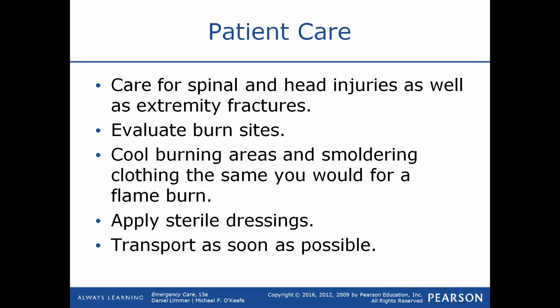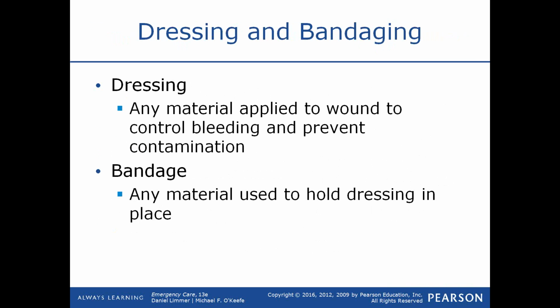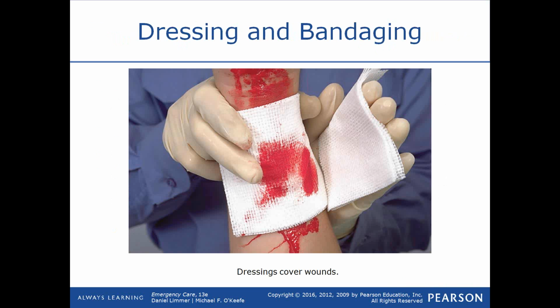Now, when it talks about applying a sterile dressing, there's a variety of different things that you can put on as well. Our preference is to wrap Saran wrap around smaller burns of the extremities. Saran wrap is clear, so you can see the wound underneath. It does prevent any further heat loss. It does keep the bugs out, because many people will survive their burns only to die from an overwhelming infection. So the dressing is any material that's applied to the wound to control bleeding and prevent contamination, and then a bandage, as we mentioned earlier, is any material used to hold the dressing in place.